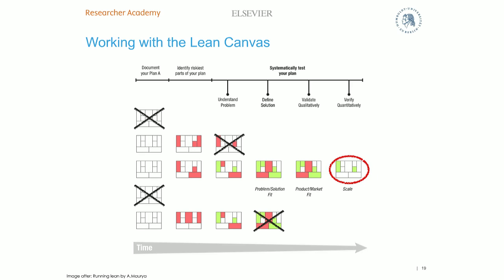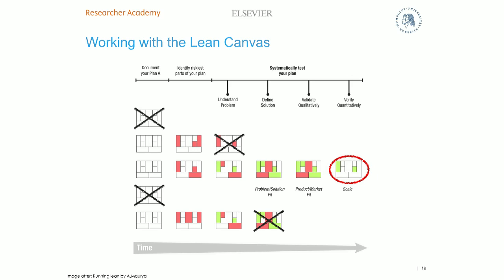The next step would be to validate your plan qualitatively. What you are aiming for is the so-called product market fit. So after you already found a match between the problem and solution, now you have to find a match between the product and the market. So you have to find out if the market is interested in your product. And if you have verified this and you have found a product market fit, then you can start to verify quantitatively, after which you're going to scale your product.